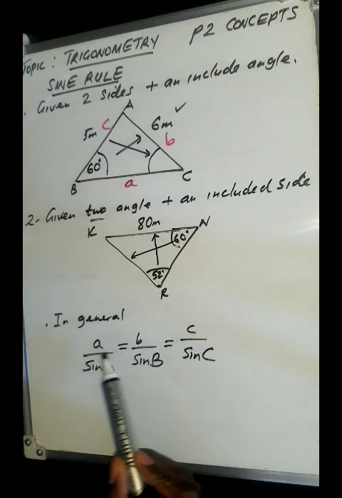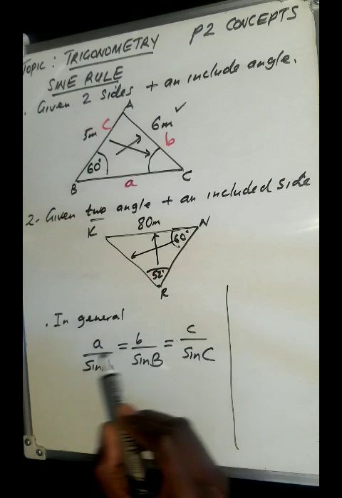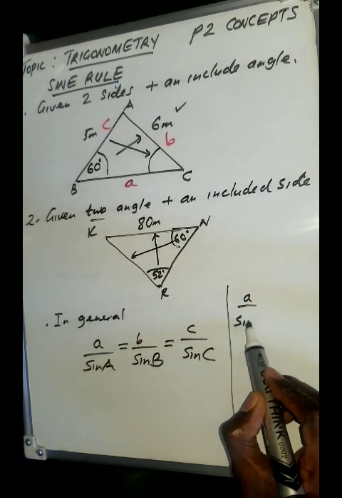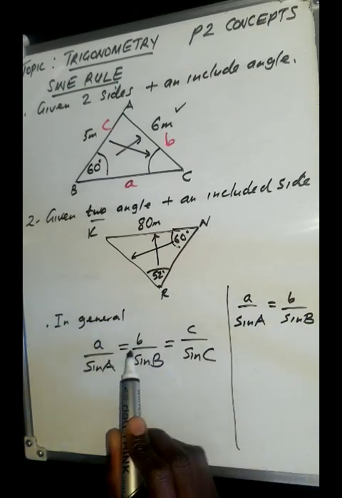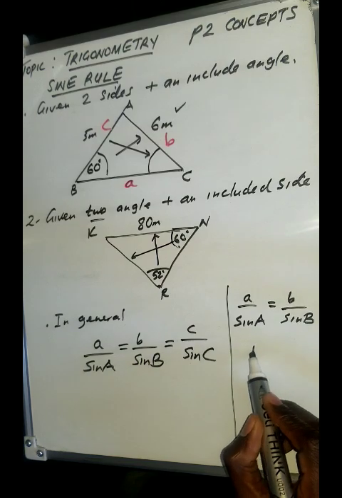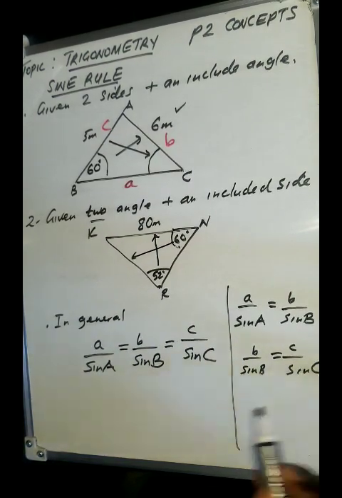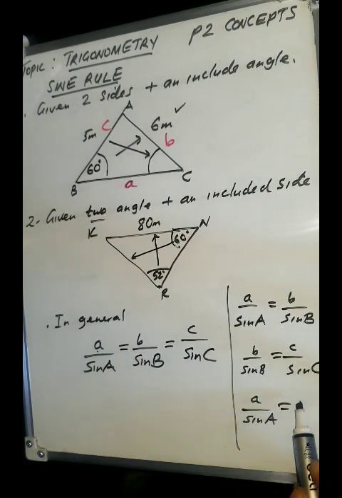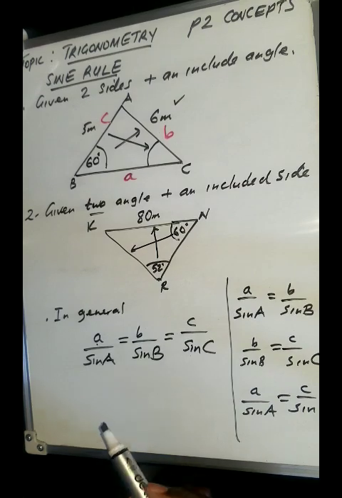Now remember, you cannot use all the three together. You can only use two of them. For example, depending on the sides that they have given you, you can compare a and b, meaning it would be a over sine A equal to b over sine B. Or you can compare b and c: b over sine B equal to c over sine C. Or you can compare a and c: a over sine A is equal to c over sine C. So it will depend on the situation you have been given. Only two can be used to solve a problem.